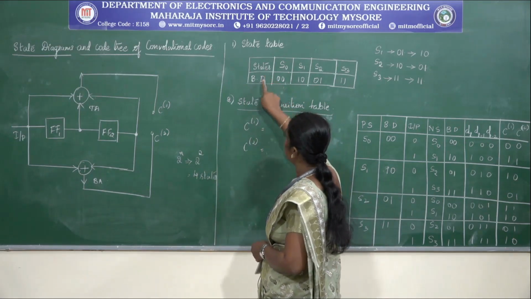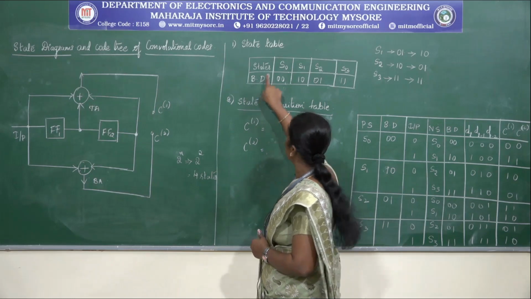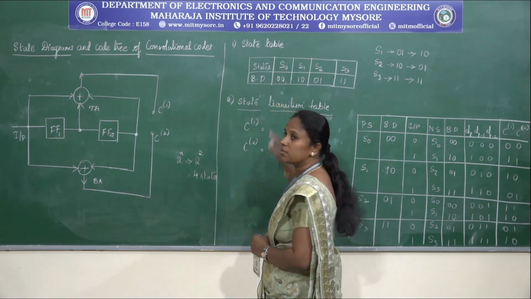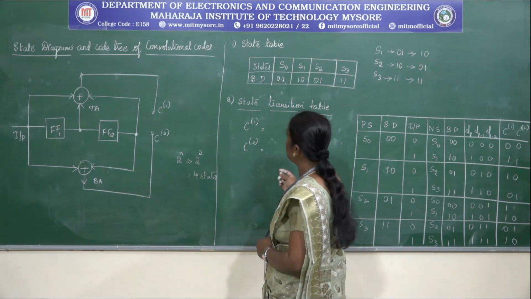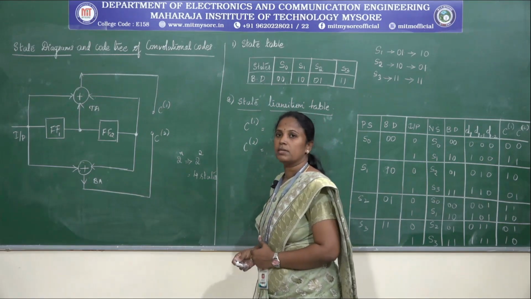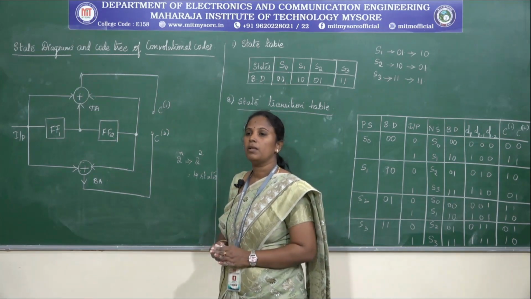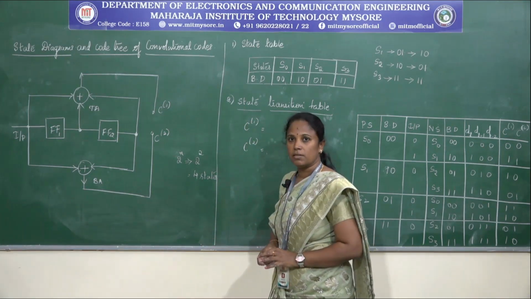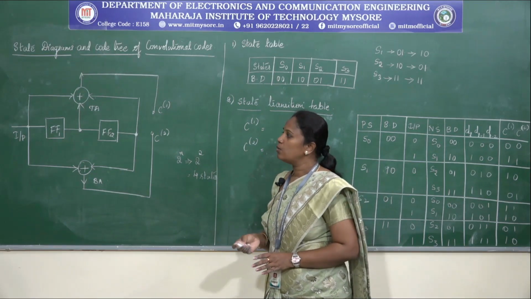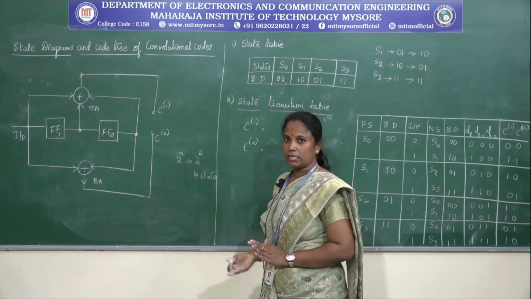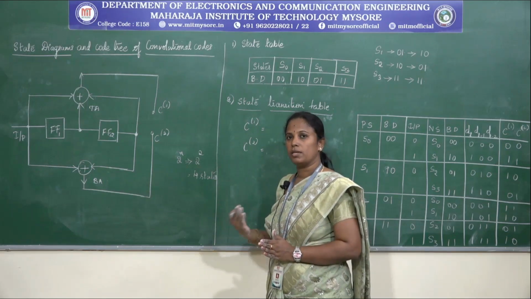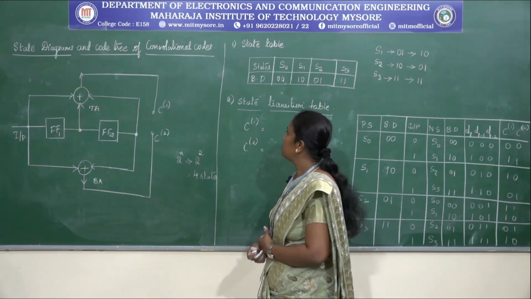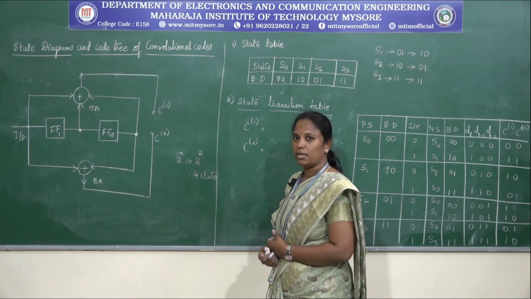So this is your state and this is the binary description of that particular state, that is S0, whose binary description is 0, 0. Once you represent the states in the state table, the next step is to write the state transition table. That means how it is going to change from the initial state to the next state, and how that is done. It is done here with respect to a state transition table.